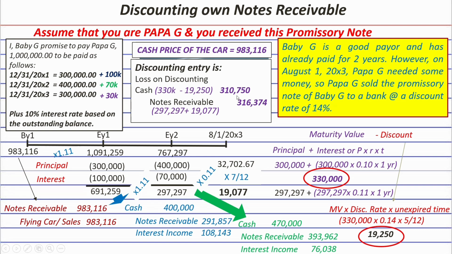310,750. Okay? And since here the debit is much lesser than the credit, so the balancing figure is a loss on discounting of 5,624. And it's very clear that you cannot get this loss amount if ever you're not going to get this debit cash and credit notes receivable. Okay? So that's it. That's the full entry on August 1, 20x3.